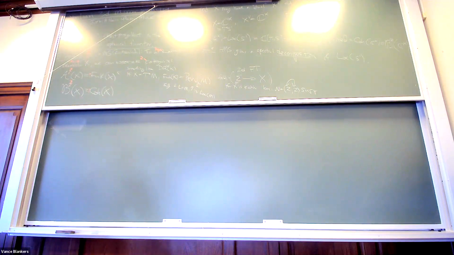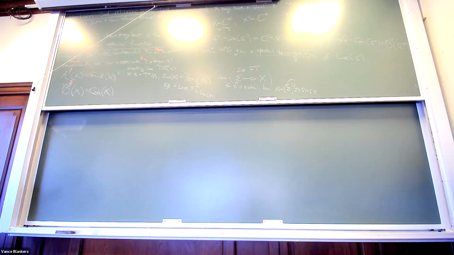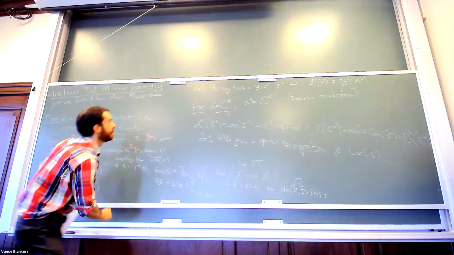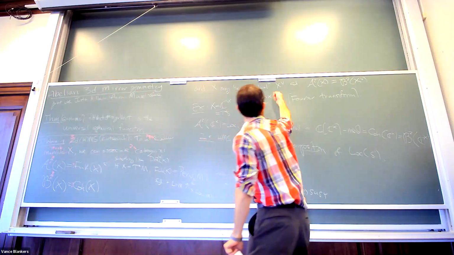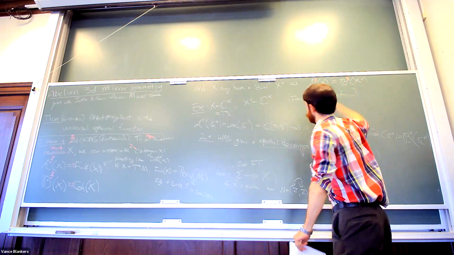Do I want to say what these categories are? The problem is that we don't have a great notion of what these categories are in general, but we do in some special cases. And so, oh yeah, 3D mirror symmetry, sorry, is going to be the statement that X may have a dual hyperkähler stack X check, such that A3 of X is equal to B3 of X check.